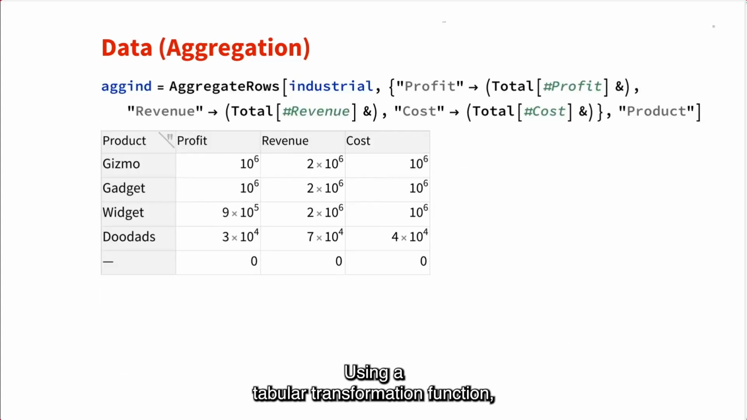Using a tabular transformation function, we can aggregate the profit, revenue, and cost columns by product using an aggregation function. In this case, we are using the same function for all columns. Okay, now we are ready to use this form of data in our charts.